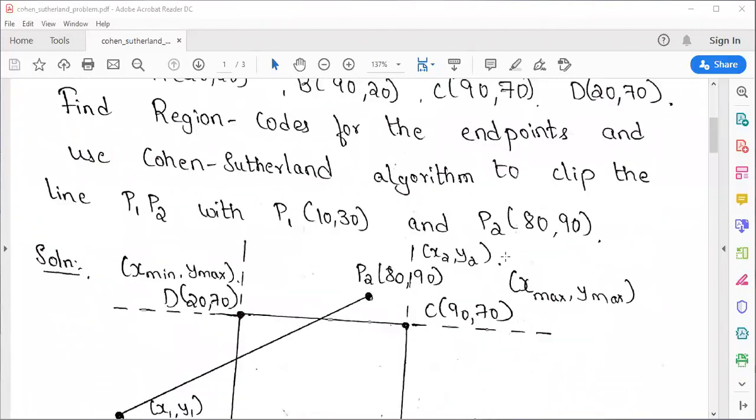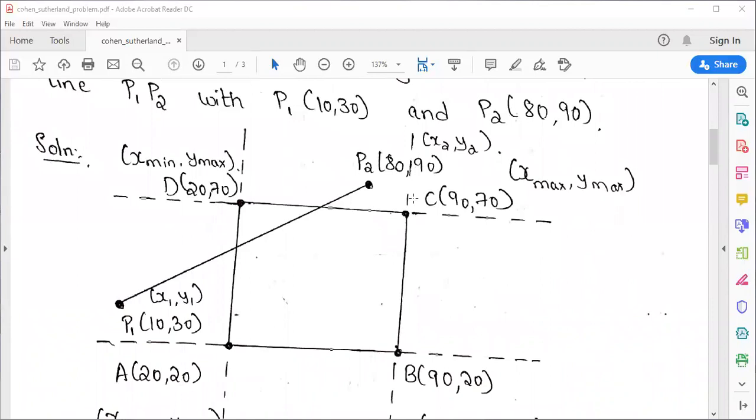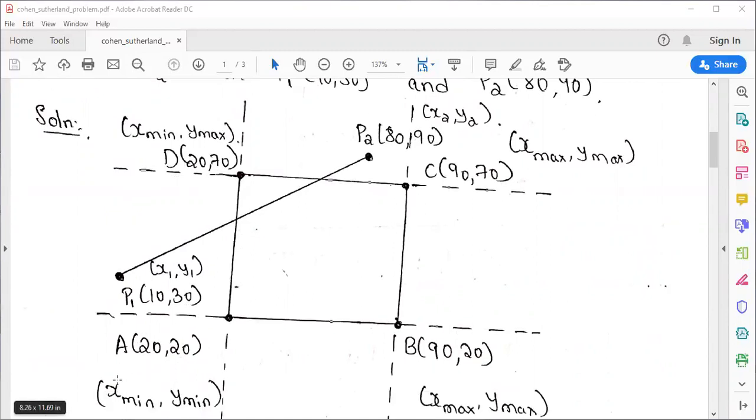Then the third point C is (90,70), right? So x is 90 and y is 70. And the fourth point D is (20,70), right? So first plot the points and make this clipping window. So we know that always the left hand side it will be x min, y min, the right hand side is x max, y min, the above point is x max, y max and point D is x min, y max. So once you have all the 4 points, this forms our clipping window.